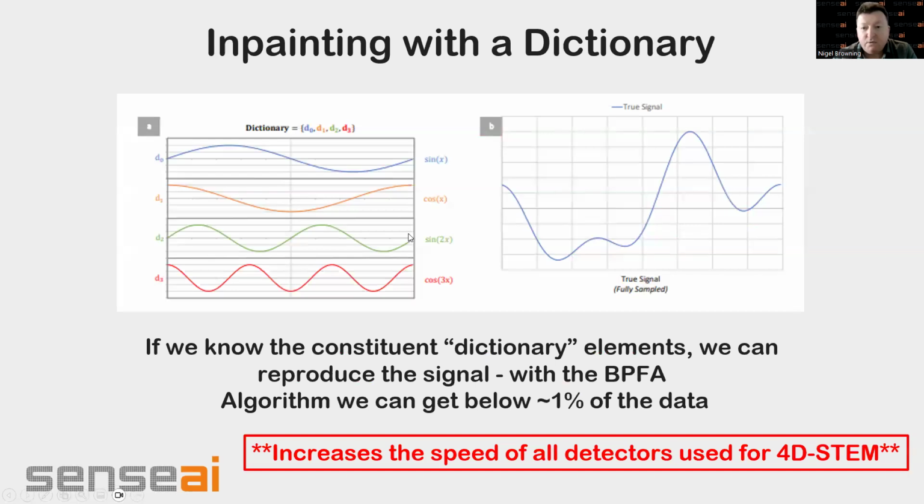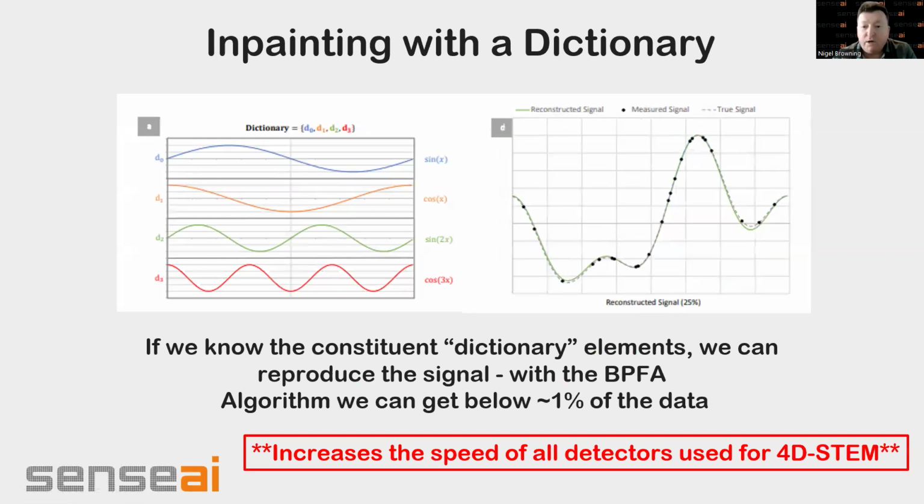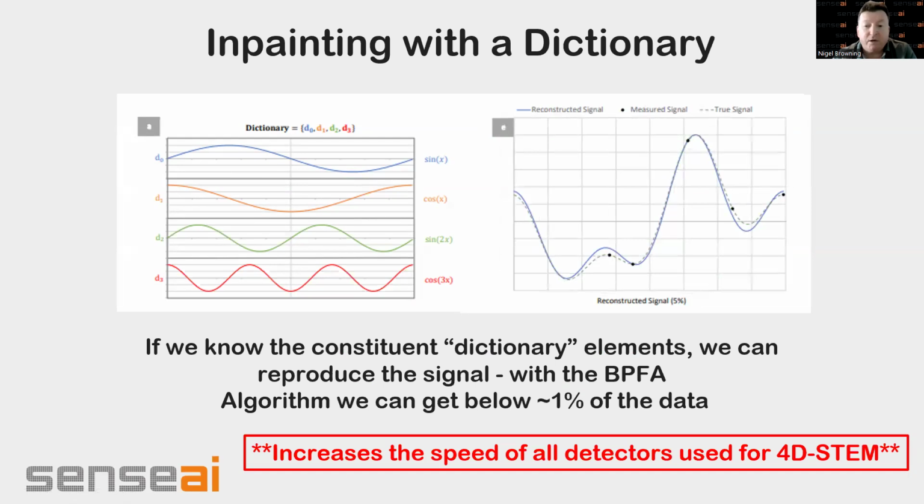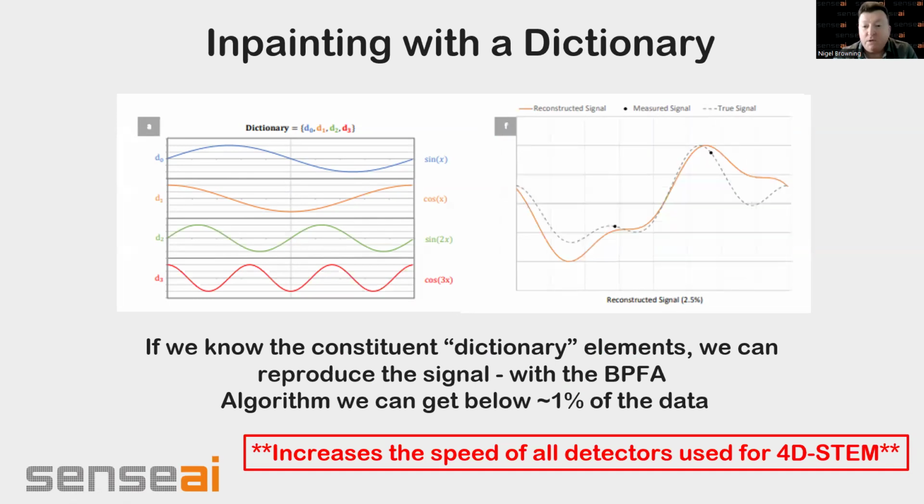In that case, we can throw away a lot of what we are sampling, and we can get down to 5% and still get a very accurate reproduction of our signal, and that's because we know what the constituent elements of that signal are going to be. It's really only when you get down to the order of 1 to 2% that you start to see some differences.